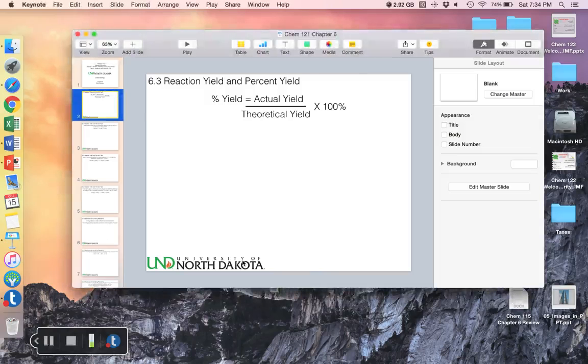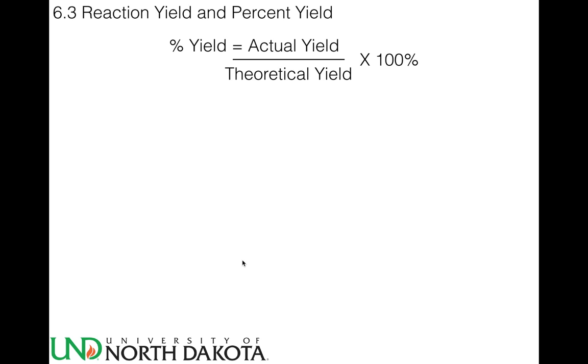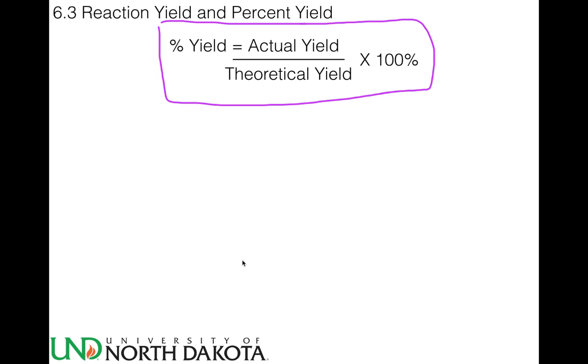Our Chapter 6 Video 3 is called Reaction Yield and Percent Yield. Anytime we discuss the yield of a reaction, we're talking about the amount of product that's produced. The percent yield can be calculated using this equation, which says that the percent yield equals the actual yield divided by the theoretical yield times 100%.